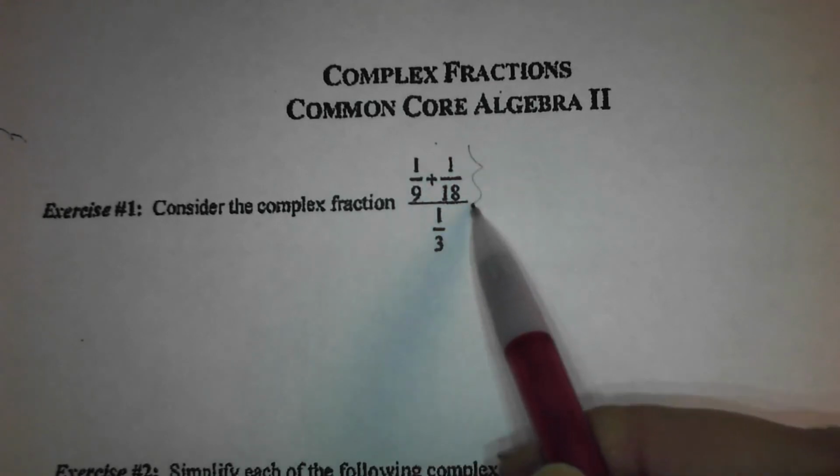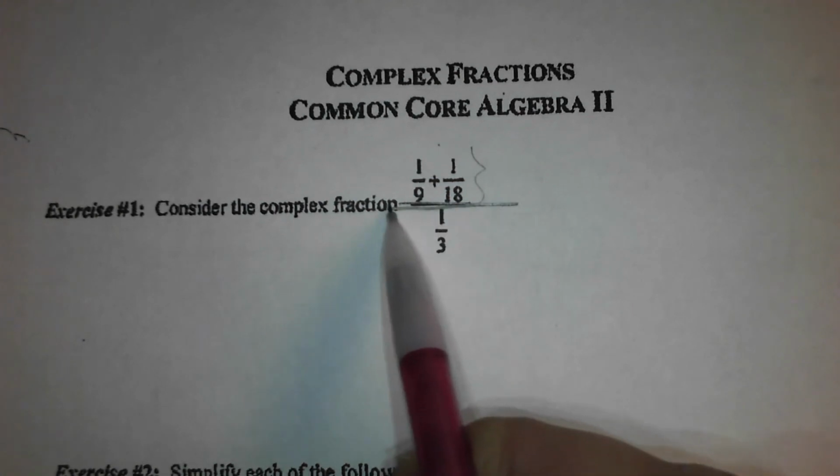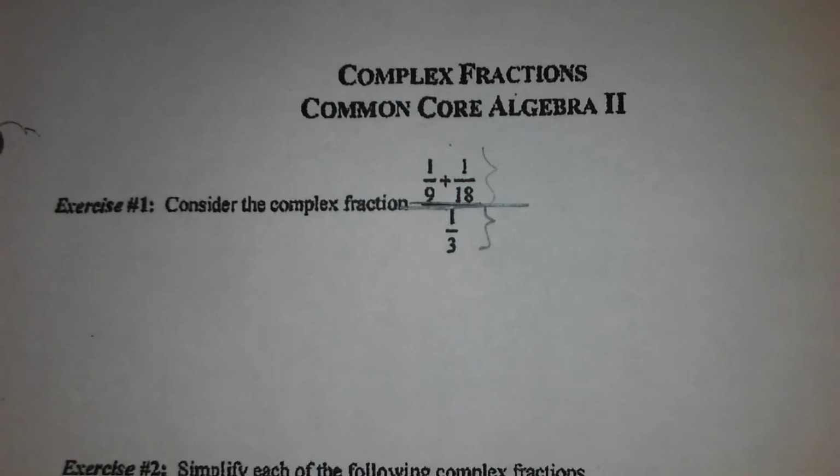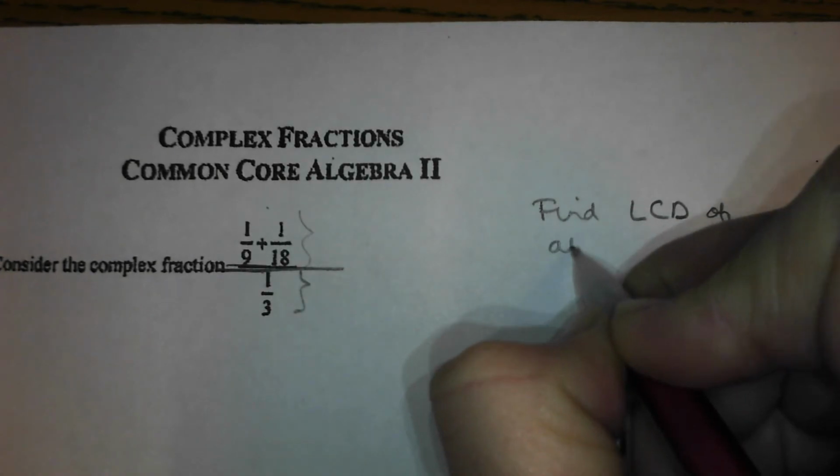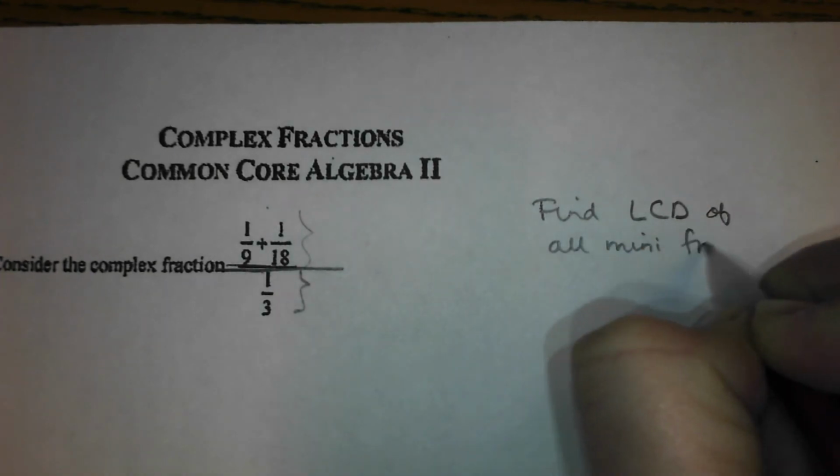So here's what you will think to yourself. If you see a fraction within a fraction, and in this case there's actually 3 fractions within the larger fraction, right? The overall numerator is here. There's your big division sign, and there's your overall denominator. But within the numerator we have 2 mini fractions, and within the denominator we have another mini fraction. You want to find the least common denominator of all mini fractions within the problem.